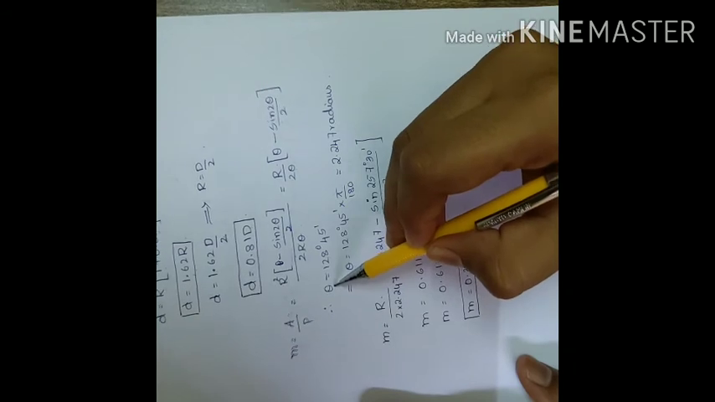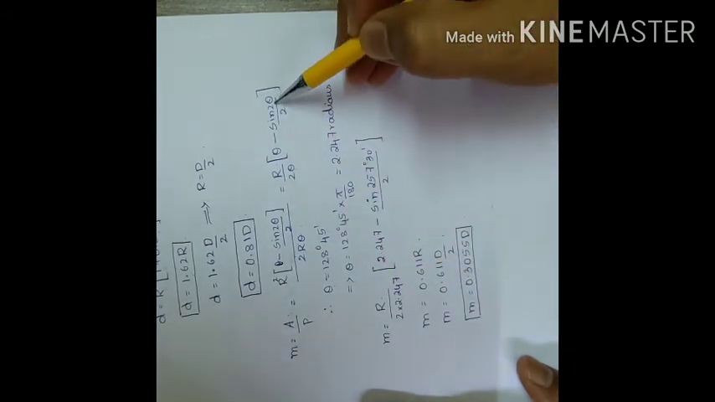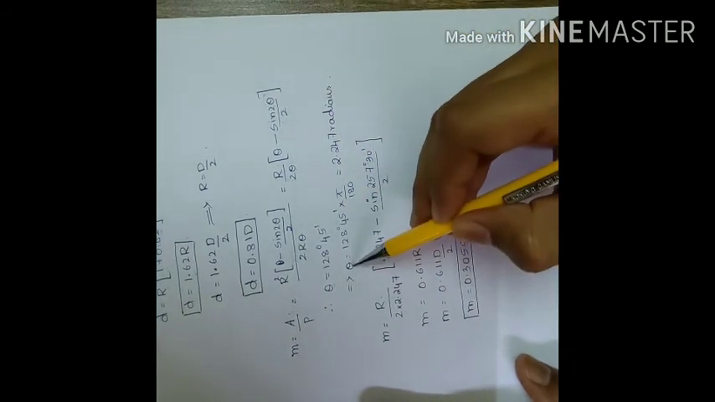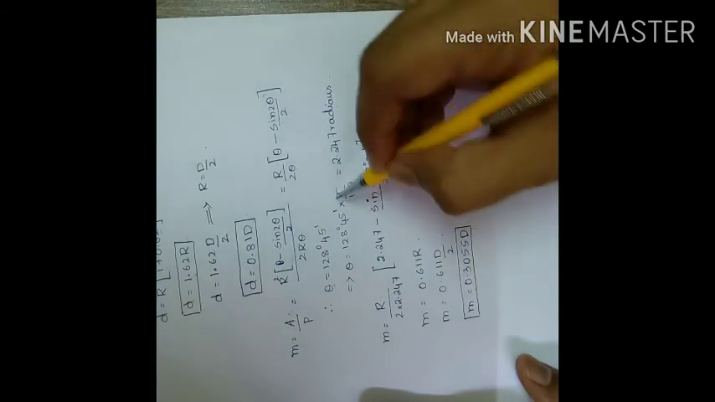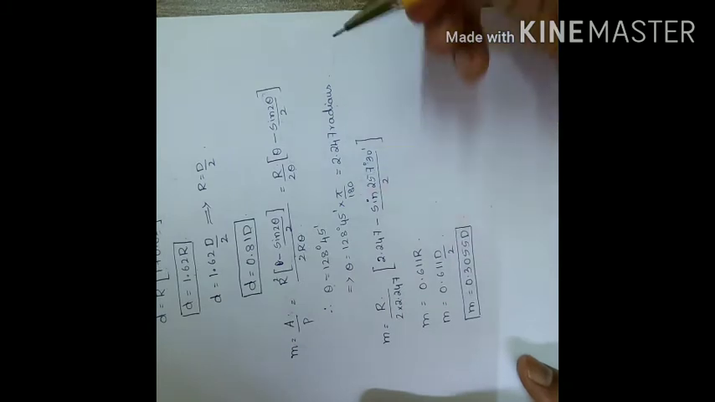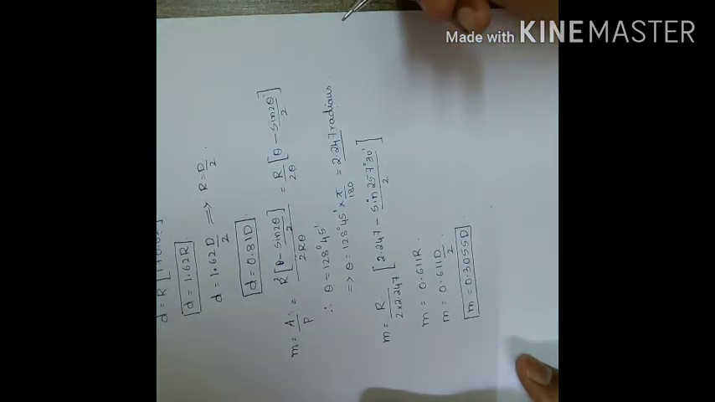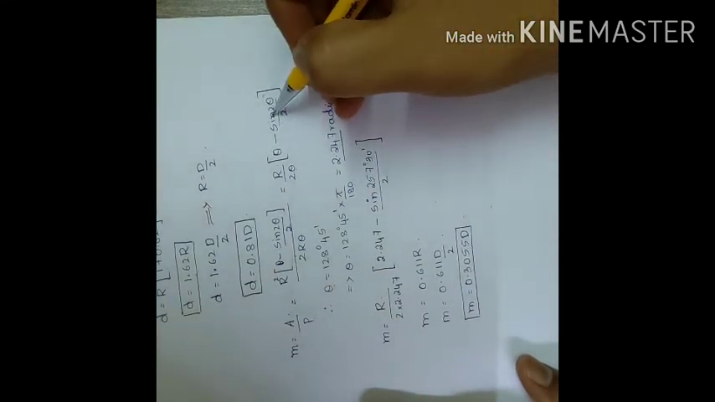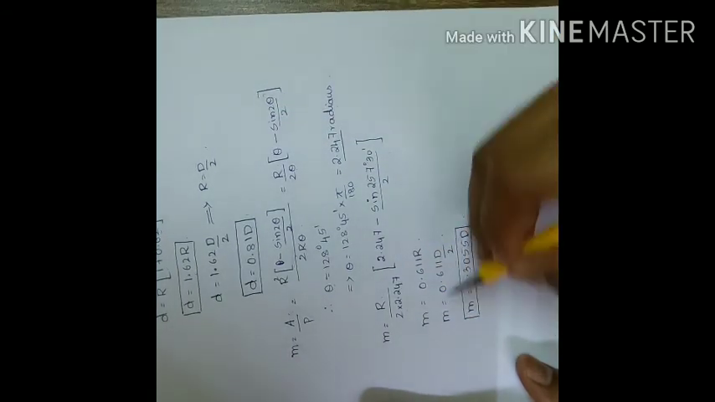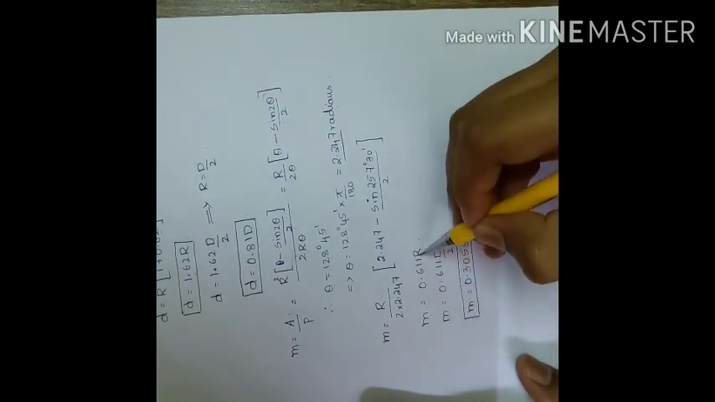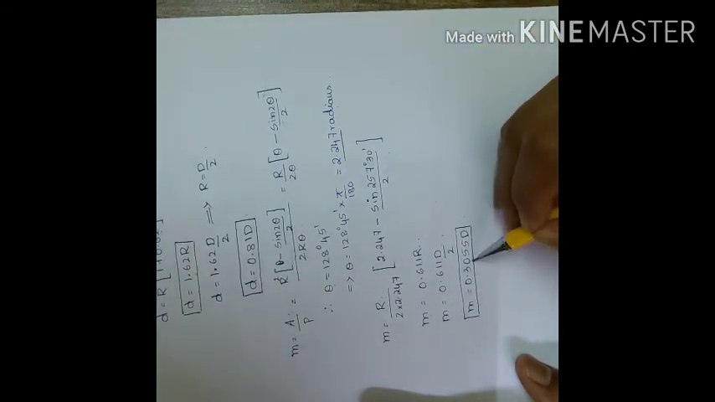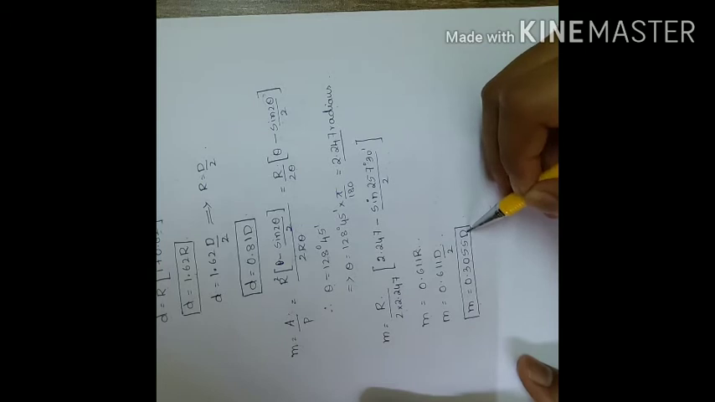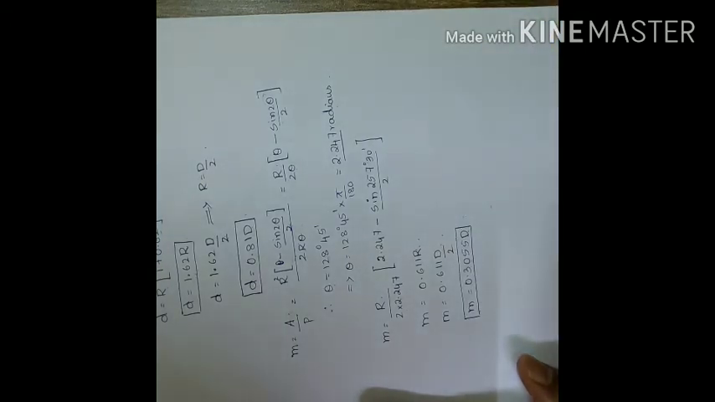Now considering theta for the maximum velocity, I'll substitute here. Before substituting, first we need to convert it from degrees to radians, that is, I should multiply by pi by 180. So I'll be getting 2.247. Substituting this value in this equation, I'll be getting m is equal to 0.611 r. Converting this radius into diameter, I'll be getting m is equal to 0.30 times the d. So this is the standard format for maximum velocity.